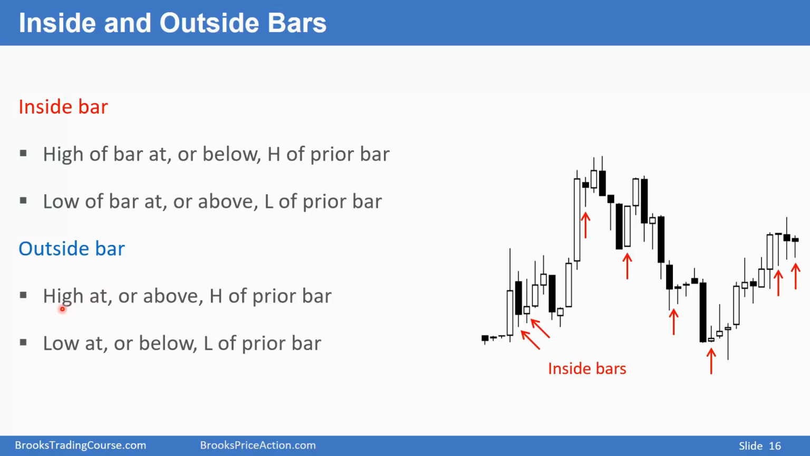That's why I say for an outside bar, the high is at or above the high of the prior bar, and the low is at or below the low of the prior bar. And an inside bar, the high is at or below the high of the prior bar, and the low is at or above the low of the prior bar.